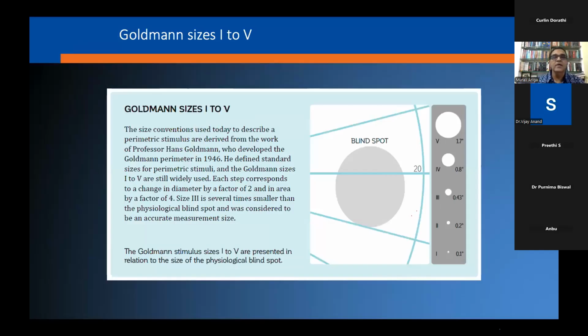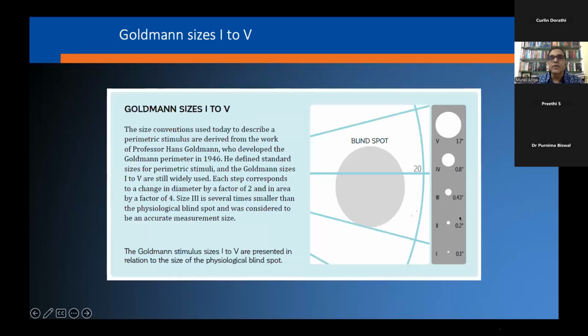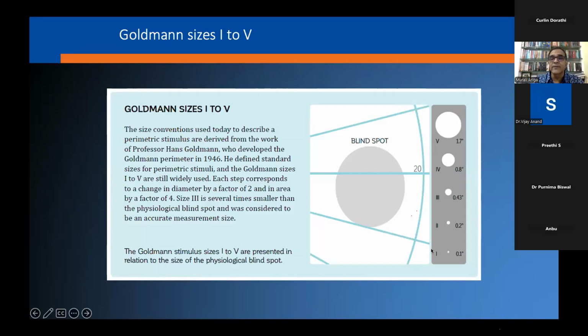Coming to the Goldmann sizes, Goldmann very cleverly devised these sizes from size 1 to size 5. Size 5 is a large stimulus size. Size 4 is next. Size 3 is the size in relation to the blind spot. And he defined the perimetric stimulus sizes. Each step corresponds to a change in the diameter by a factor of 2 and in area by a factor of 4. Size 3 is actually several times smaller than the blind spot and hence was considered to be an accurate measurement size.